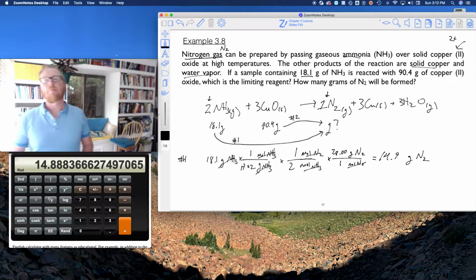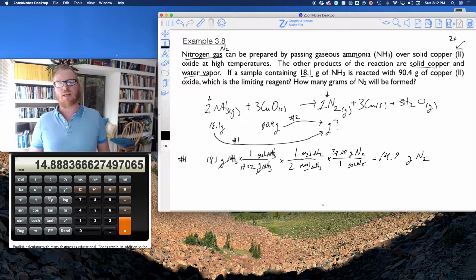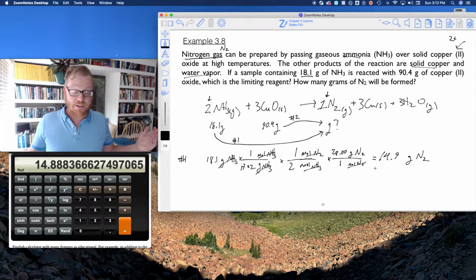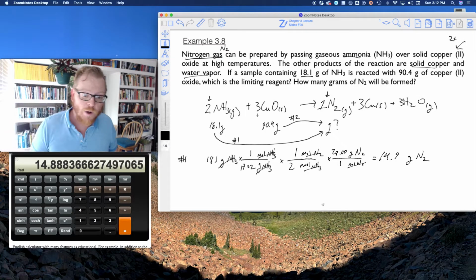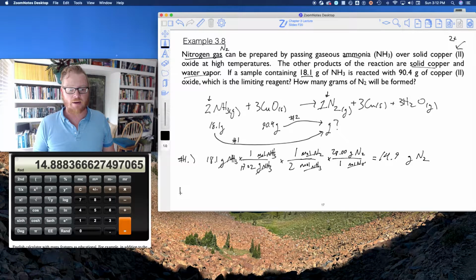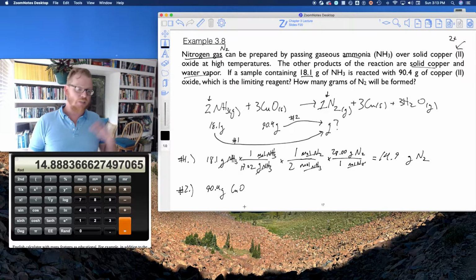What that means is, by assuming I had a large excess of copper 2 oxide, in this calculation copper didn't even enter the equation, right? So we're just assuming copper 2 oxide is in excess, like we have as much as we need. Now we're going to have to flip the script and calculate it the other way. We're going to calculate it starting with the 90.4 grams of copper 2 oxide, assuming the NH3 is in excess, and we'll see how much nitrogen we make from there.